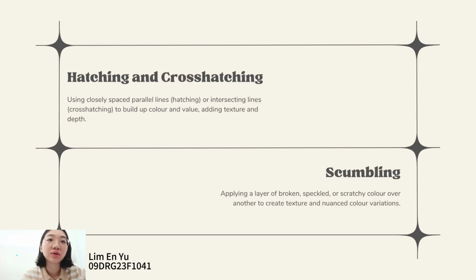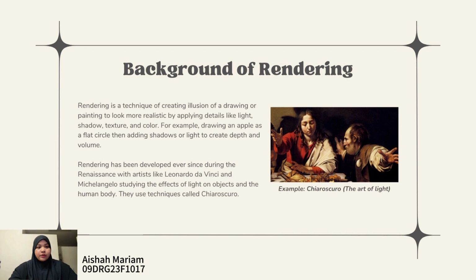And next is hatching and cross hatching. Use closely spaced parallel lines or intersecting lines to build up color and value, adding texture and depth. And last is scumbling. Apply a layer of broken, speckled, or stacked color over another to create texture and nuanced color variations. And now I will talk about the background of rendering.